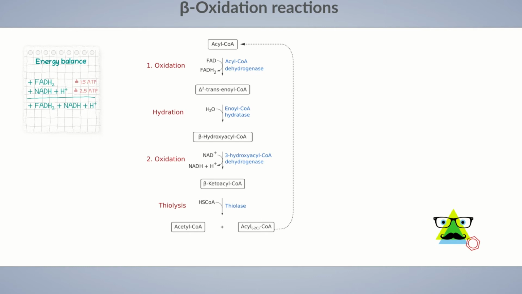In total, beta-oxidation provides 4 molecules of ATP per cleaved C2 unit.